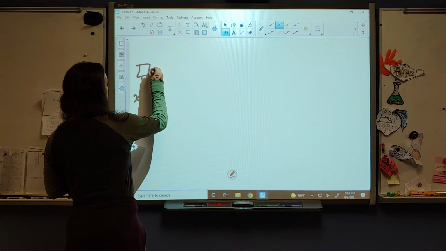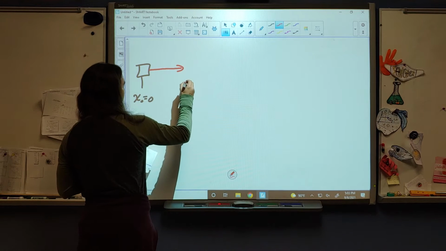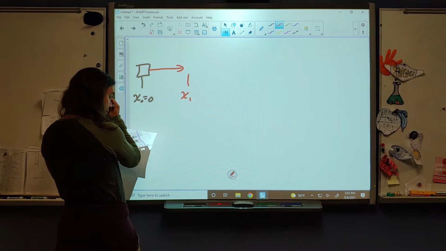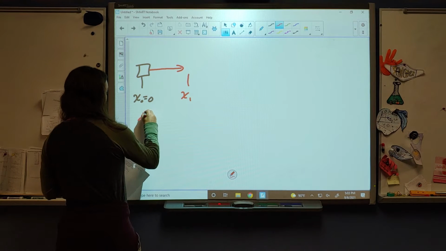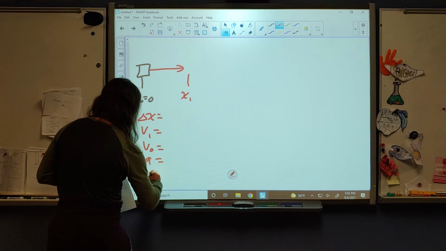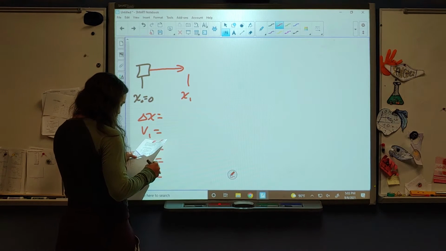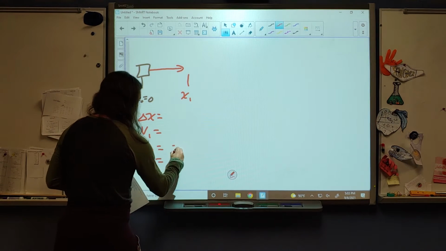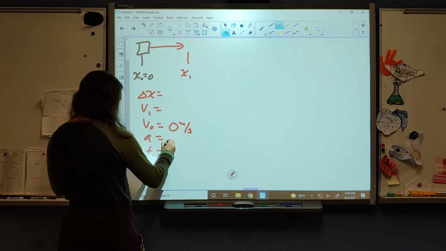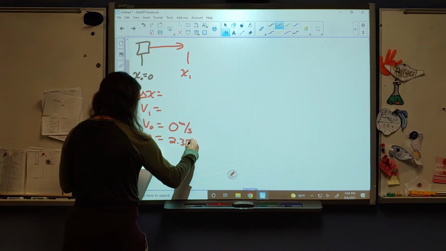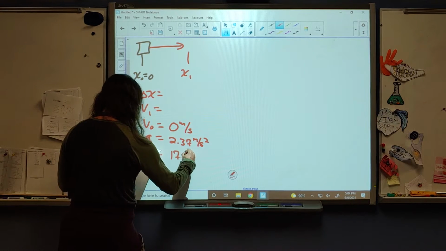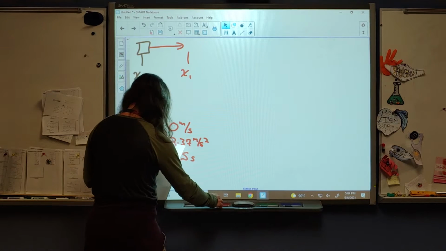So here's what we've got. We've got some motion where it goes forward like this to some other point. We could call this x1. And during this period, we are told the following. Delta x, v final, v initial, acceleration, and time. We are told that it starts from rest, so that's 0 meters per second for our initial velocity. Our acceleration for this period is 2.37 meters per second squared, and the time for this is 17.5 seconds. Okay, great.